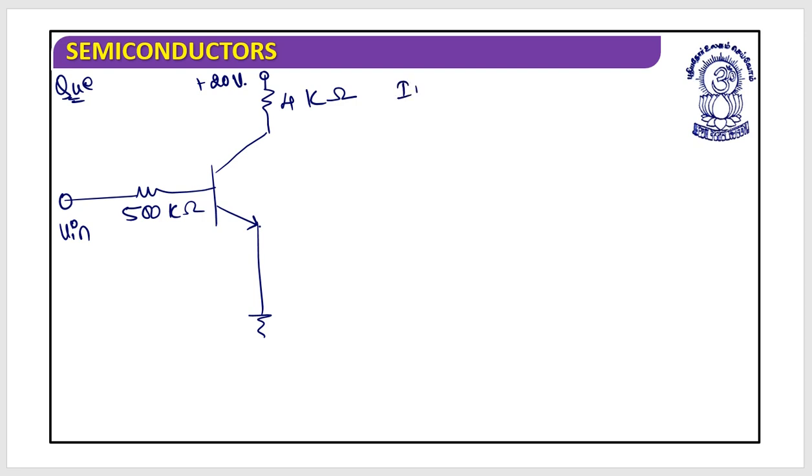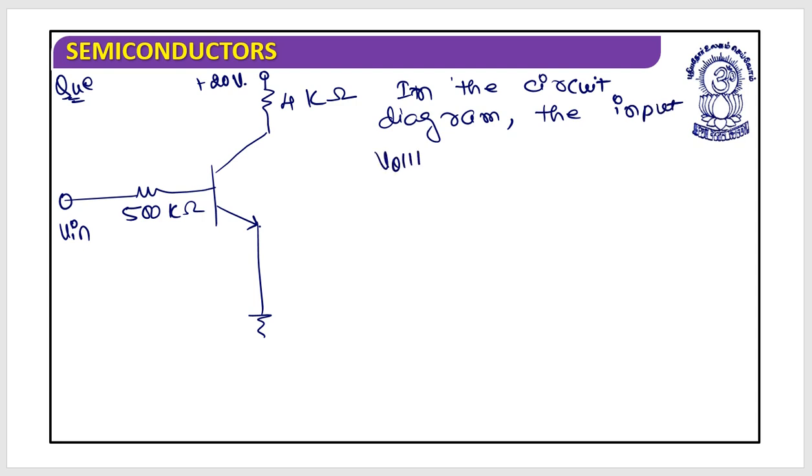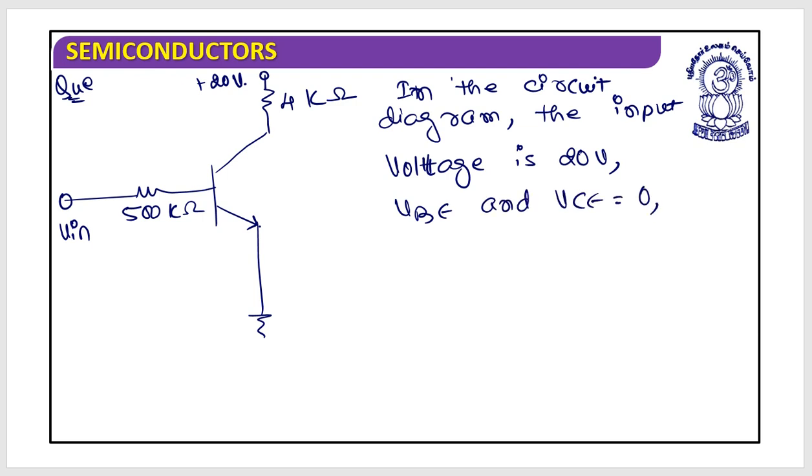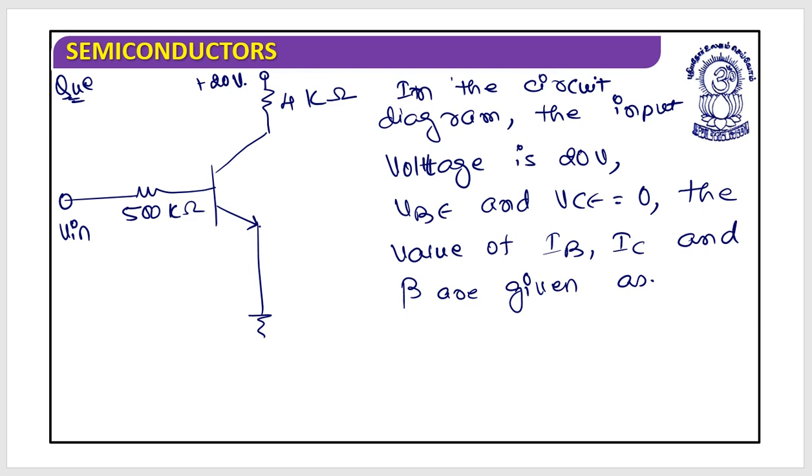Yes, so as the question says, in the circuit diagram, the input voltage is 20 volt, VBE and VCE are equal to 0. The values of IB, IC, and beta are required. So yes, these are the things that we require.